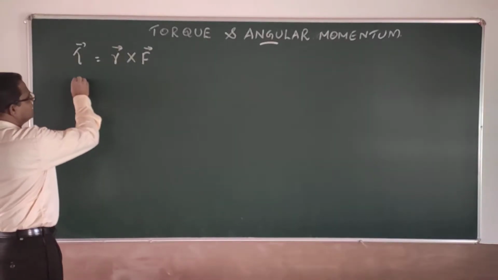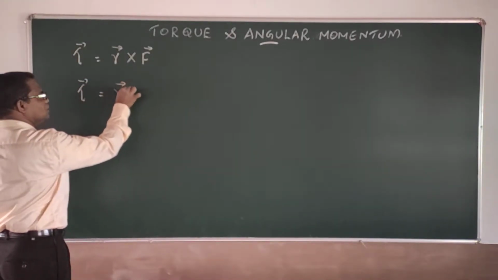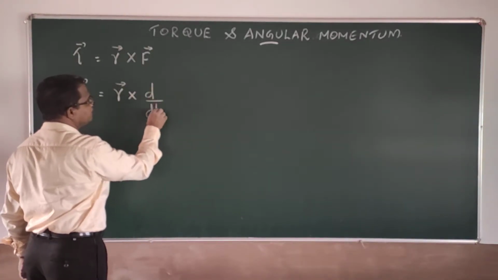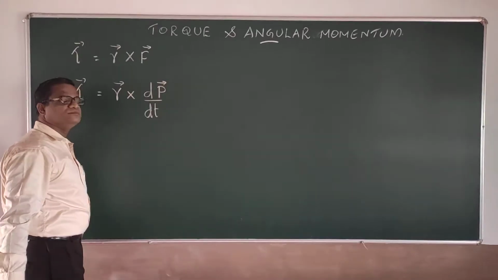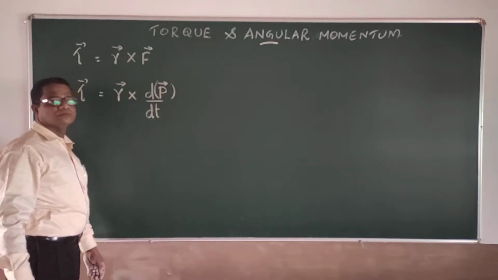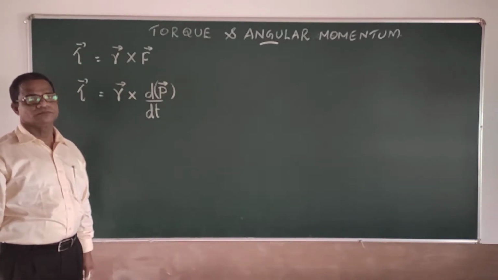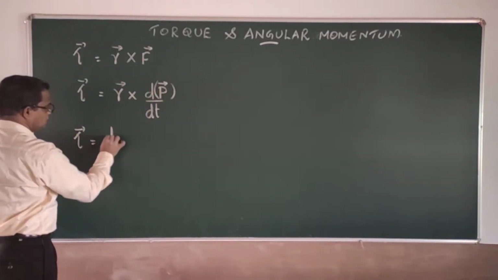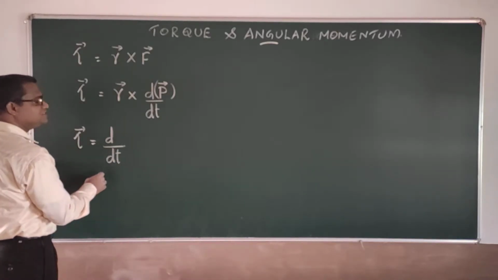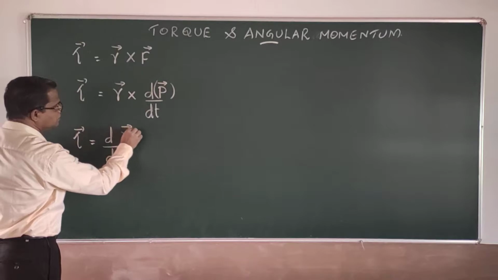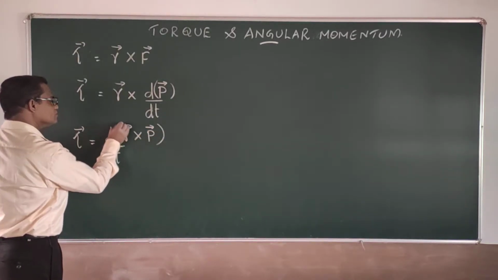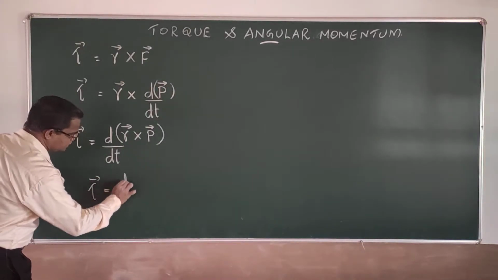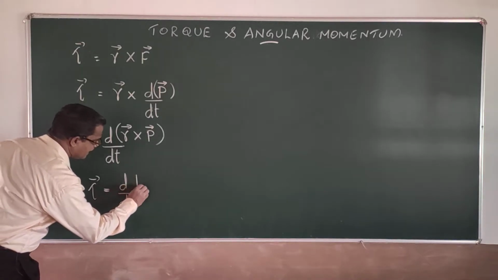And according to the second law of Newton, force F will be nothing but equal to d by dt of linear momentum P. So I can write this as, taking the differentiation out, d by dt of R cross P. Now the torque tau is equal to the rate of change of L.